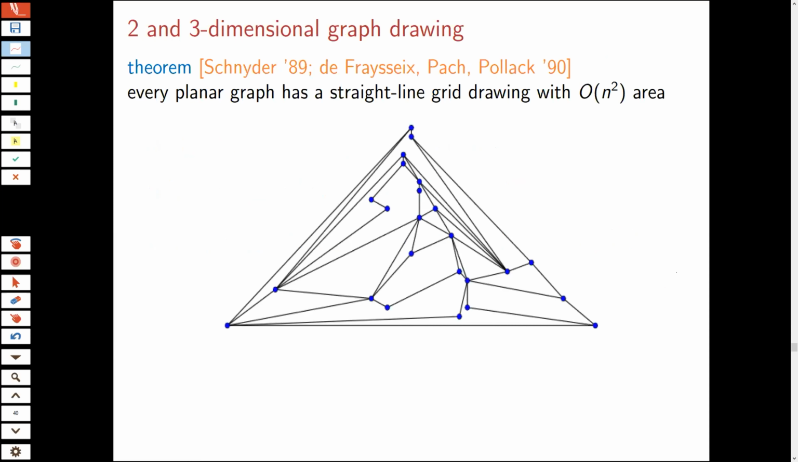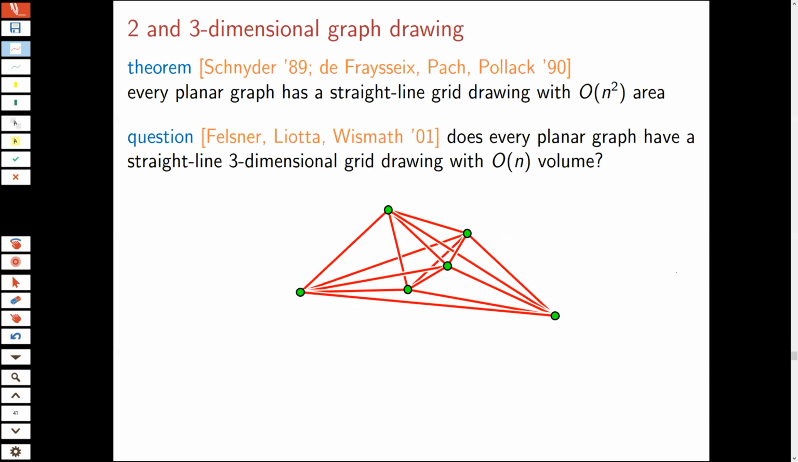Let me mention one other application of this. A classical theorem in graph drawing is that every planar graph with n vertices has a straight-line grid drawing with n squared area. Felsner, Liotta, and Wismath asked whether there is a three-dimensional analog of this theorem with better volume bounds. Does every planar graph have a straight-line three-dimensional grid drawing with linear volume? This means the vertices are mapped to points in 3-space with integer coordinates, edges are straight lines, and no crossings at all.